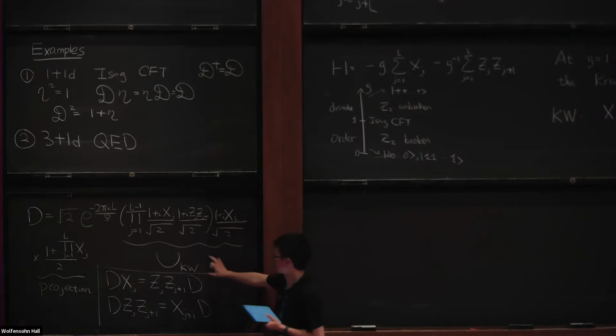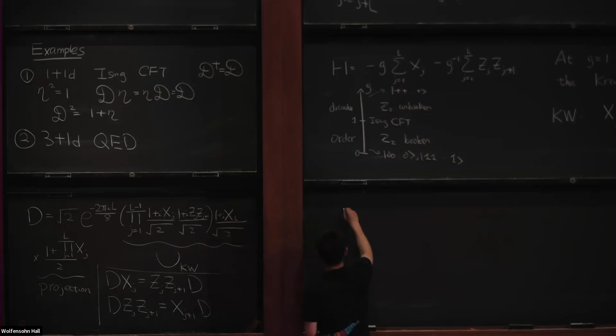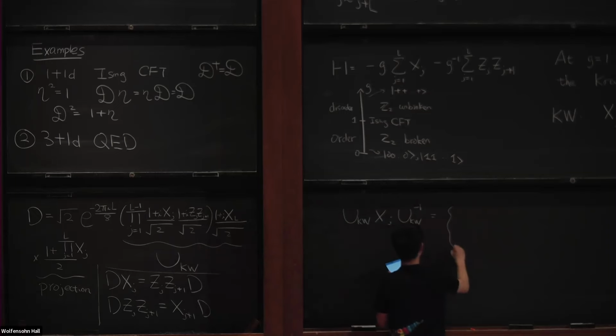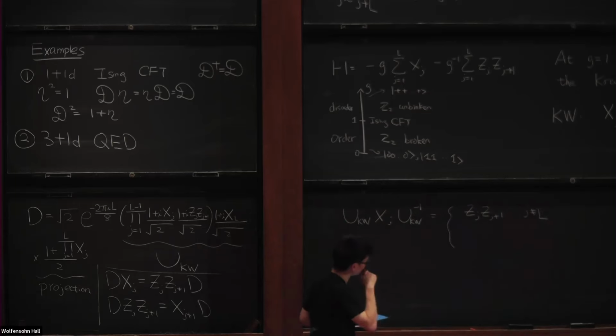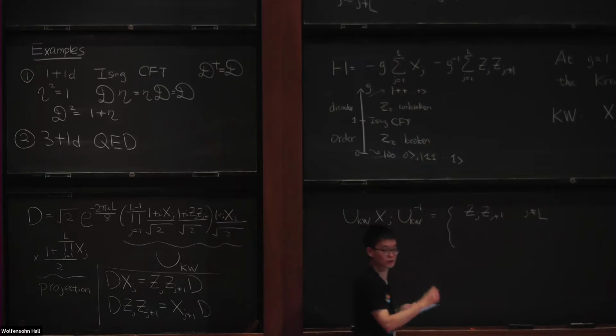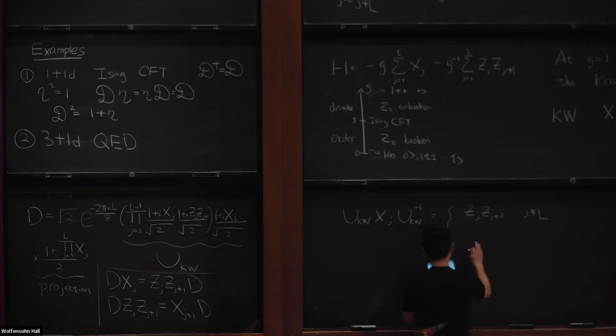Well, it's a very simple exercise to show that UKW, if you act on xj, and by UKW acting on xj, I really mean the ordinary conjugation, this, for most of the sites, just gives you zj plus 1. So that seems to fit the bill. But as we know, it cannot be the full story, because if it implements the Kramers-Wannier transformation on every site, you run into the contradiction over there. And indeed, you make a mistake at one site.